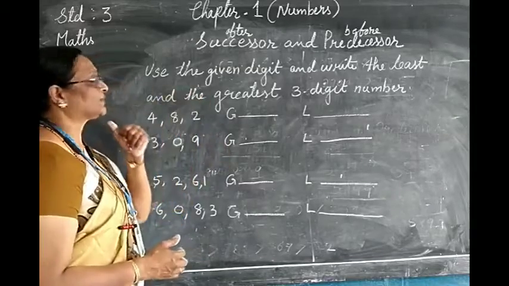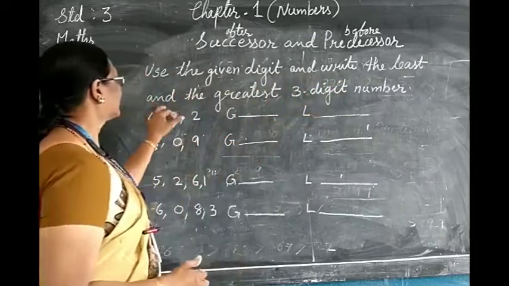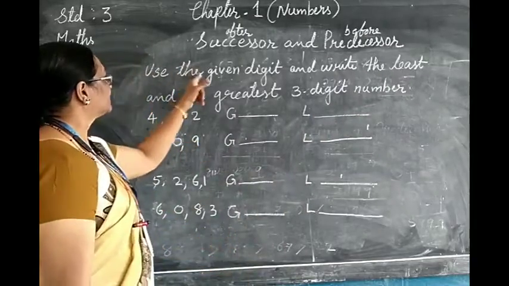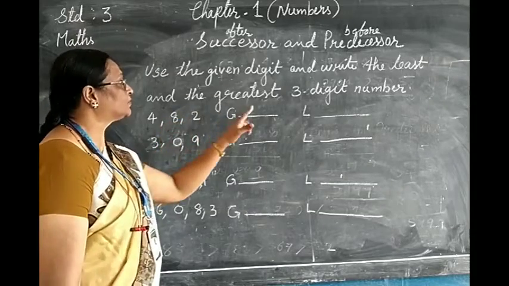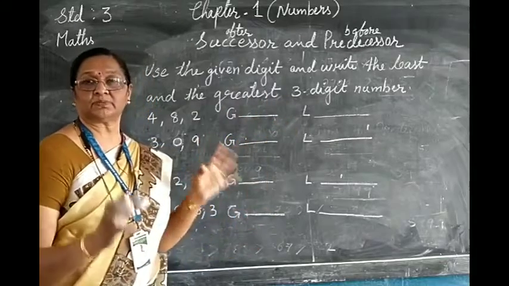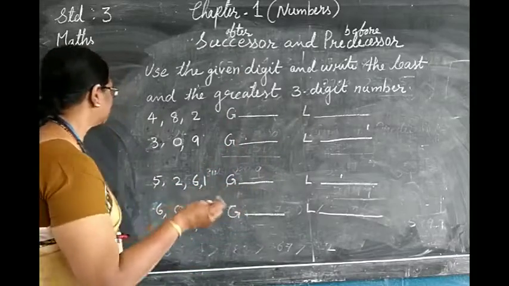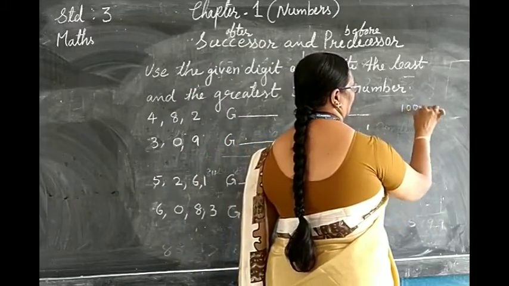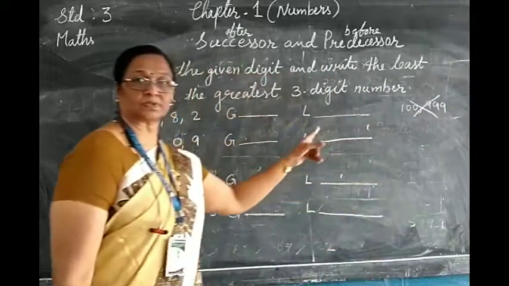Now see here, I have written a question for you. Use the given digits and write the least and the greatest 3-digit number. Okay, using the given digits. See here, some digits are given. Using these, you have to write the least and the greatest 3-digit number. It is not simply the least and greatest 3-digit number, which as all of you know is 100 and 999. This is not the question, children.